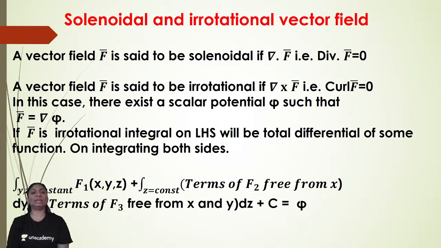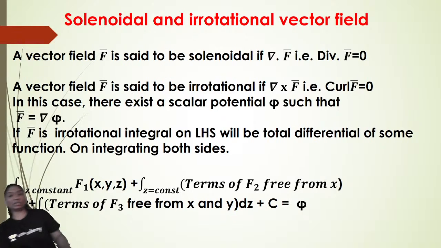In this case, there exists a scalar potential phi such that F bar is equal to del phi. If the vector field F bar is irrotational, only then will it have a scalar potential phi, that is F bar is equal to del phi. If F bar is irrotational, on the LHS will be the total differential of some function, on integrating both sides, because this will become an exact function.